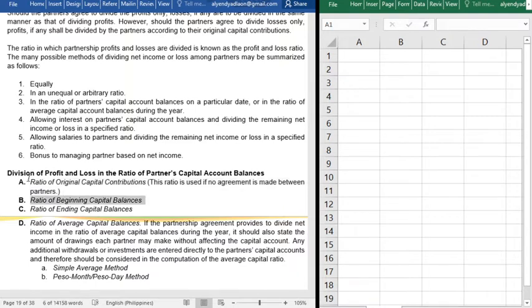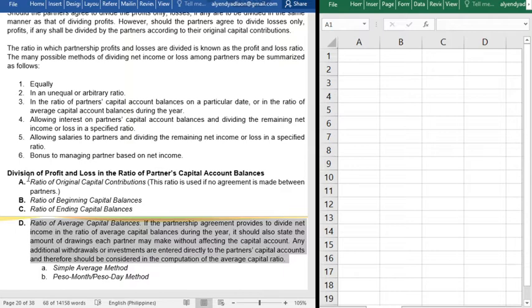Lately, I've just discussed the difference between original capital and beginning capital. Also the ending capital, I also discussed the meaning of ending capital. Now we have ratio of average capital balances.